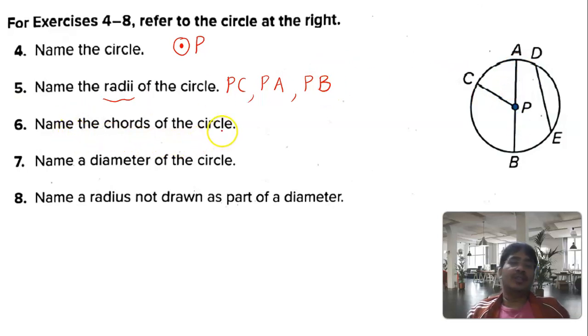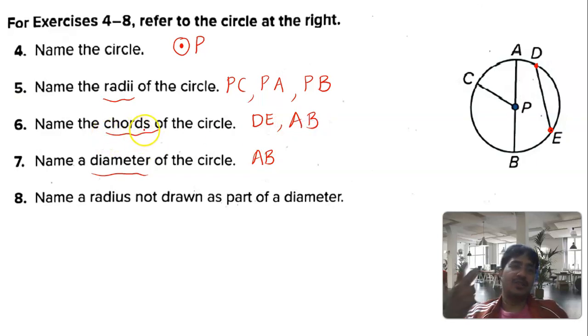Name the chords of the circle. Any segment which is lying inside the circle is a chord of the circle. Diameter is also a chord of the circle. So DE and AB. Obviously AB is the diameter, but you can remove AB from here and put it here. Name the diameter of the circle: AB. Even if you write AB here, it is not wrong, because they are saying chords of the circle. So AB is also a chord.